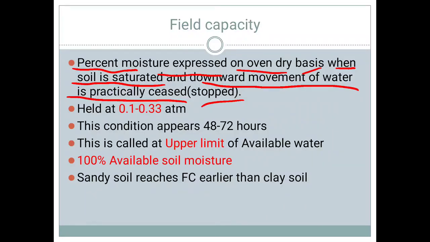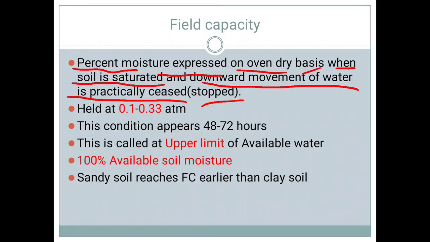Or we can say this is also equal to capillary water. But capillary water is not a soil moisture constant. Field capacity is constant, because we are taking the soil and drying it in the oven, and then determining the percent moisture. So percent moisture expressed on oven dry basis when the soil is saturated and downward movement of water is practically ceased or stopped, that water is called field capacity water.